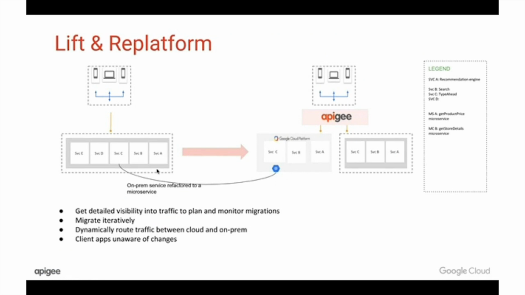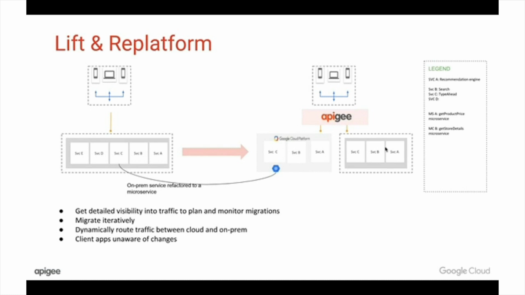So when you are doing a lift and replatform, let's say you have 5 different services which are running in VMs inside a monolith on-prem. Now you want to take those services and rehost some of them in GCP. You are still running them as VMs, but now you are running them in Google Compute Engine in GCE.